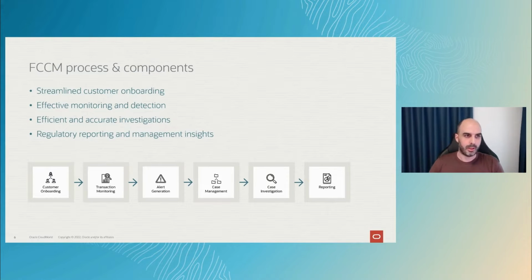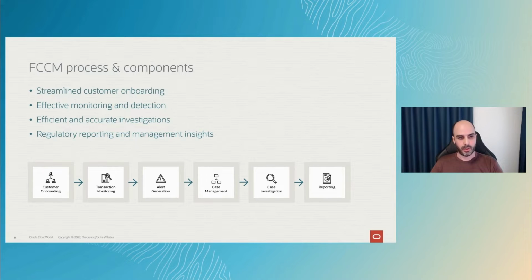So let's have a brief look at the financial crime and compliance management process and its components, just so that you get an understanding of where the two use cases that I mentioned, the entity resolution and the case graph similarity use cases, fit in. The financial crime and compliance management process is basically a process that covers end-to-end business requirements across the whole financial crime and compliance value chain.